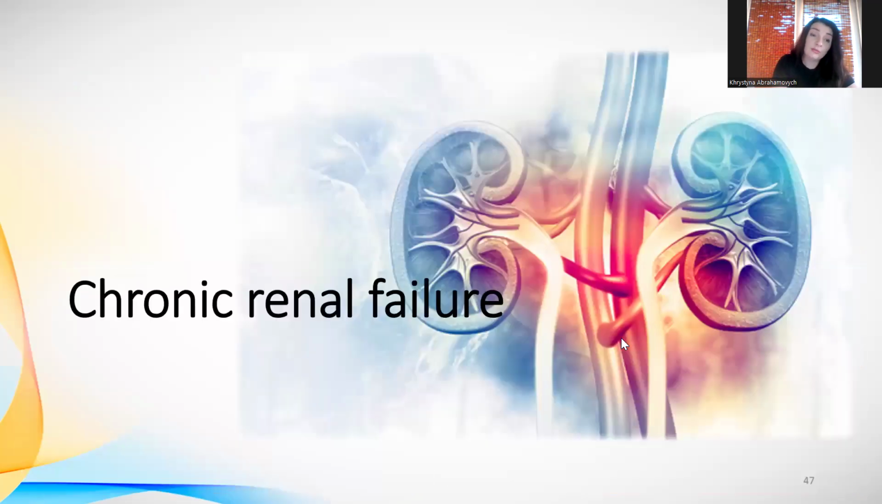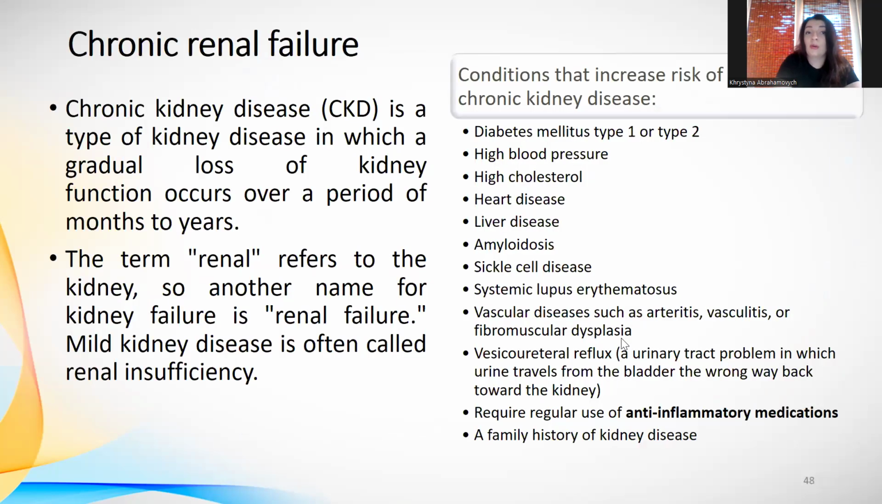And the last syndrome is called chronic renal failure. What should we know about it? First of all, chronic kidney disease is a type of kidney disease in which a gradual loss of kidney function occurs over a period of months to years. The term renal refers to the kidneys, so another name for kidney failure is renal failure. Mild kidney disease is often called renal insufficiency.